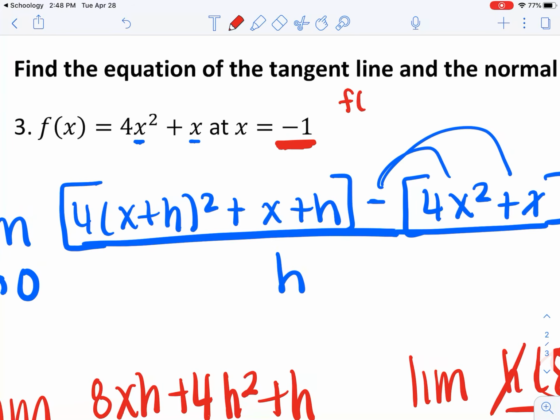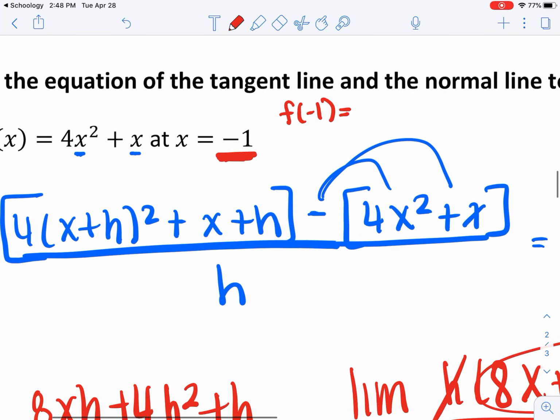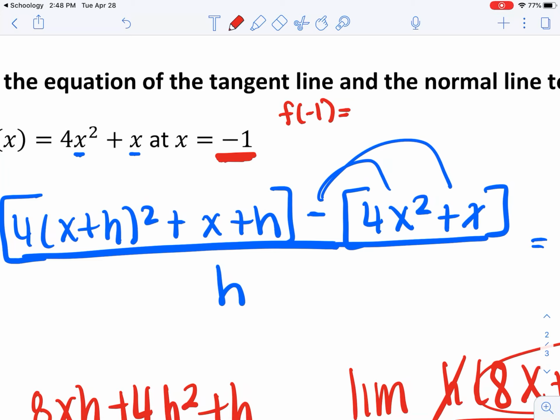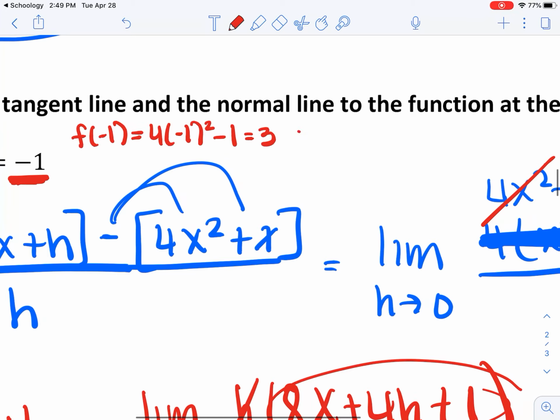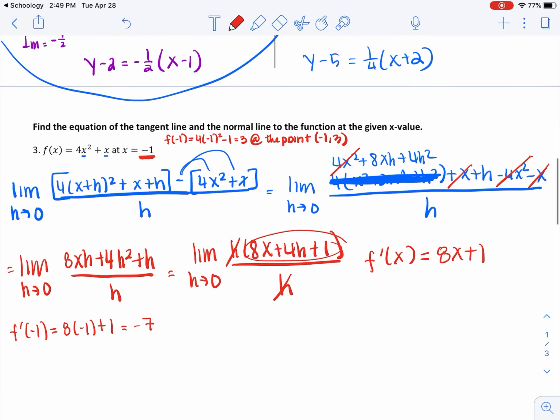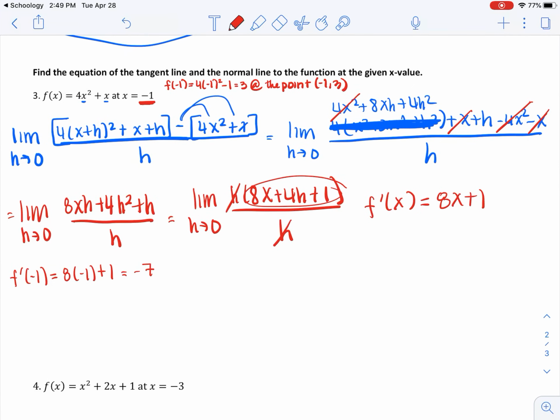So we also have to find f of -1. So I think on the next problem, I'm going to start by doing that so I can find my point right away. So that's 4 times -1 squared minus 1. And that is 3. So that means that there is a point at -1, 3. So now I can do my two things.